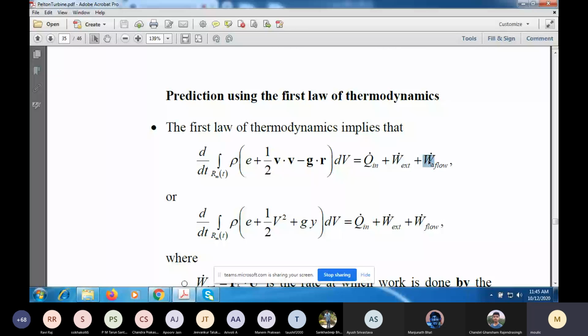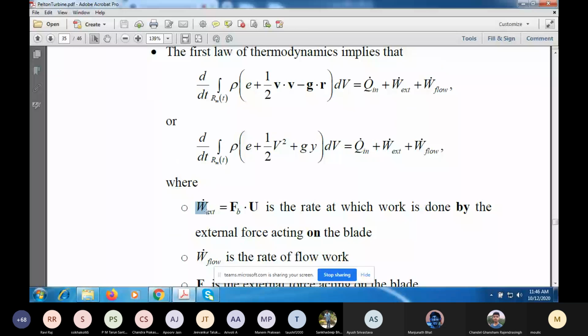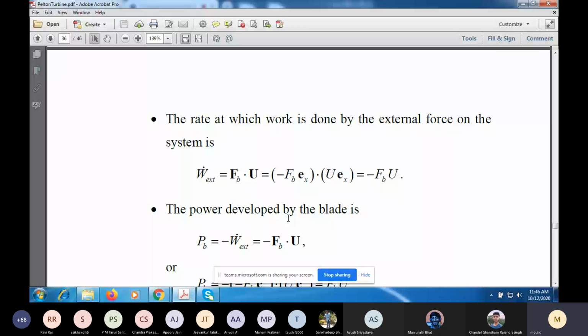Now, here the first equation is in vector form. And FB, this external work, is the external force scalar product with the velocity of the blade. This is the rate at which work is done by the external force on the blade. And that is why I have a plus sign here. So when work is done on the blade, the energy will increase. And if you're interested in the power developed by the blade, it will be the minus of W dot external.